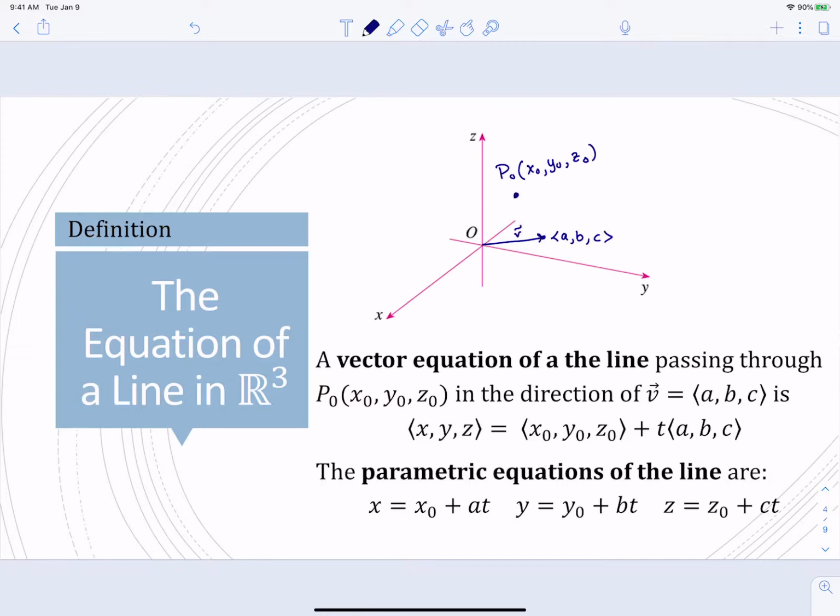So we want our line to be parallel to that vector v. And to get other points on our line, what we're going to do is take this vector and maybe multiply it by some scalar, and that's going to end up at other points on our line. So this is going to give us a way to find all the other points on our line. And that's the whole point of having an equation.